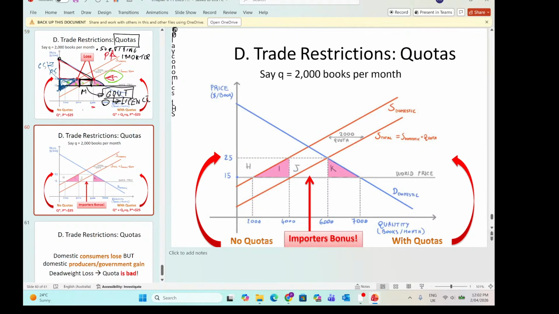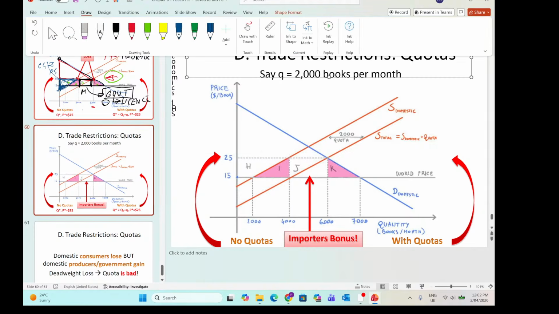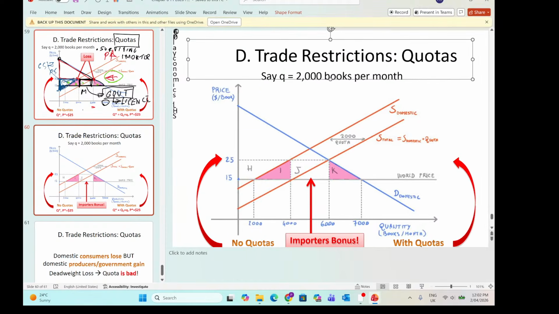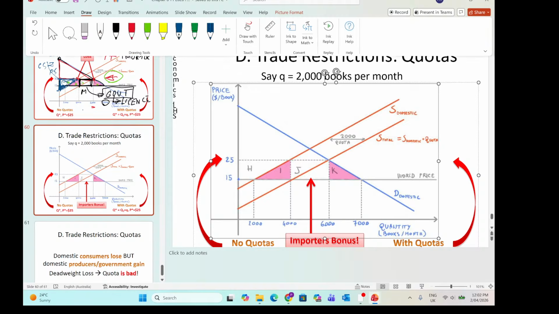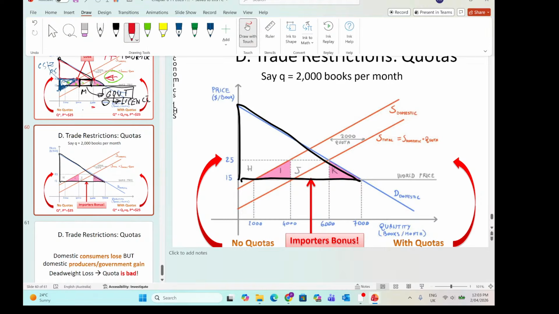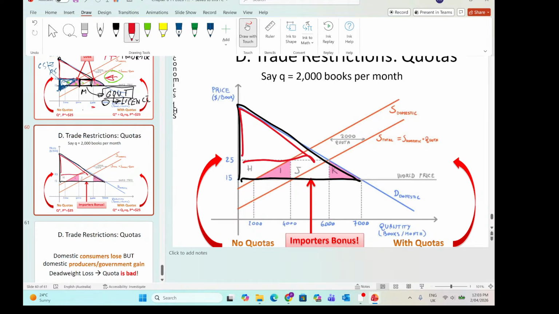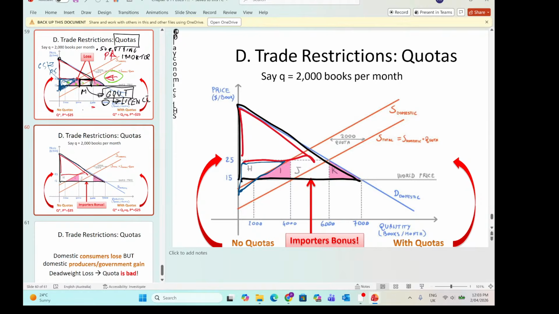It looks very much like the diagram that we used for tariffs. The effect on consumer surplus is the same. We can see that the consumer surplus falls from the black to the red. The effect on the producer surplus is the same in that there's a new producer surplus, and the producers now gain area H.